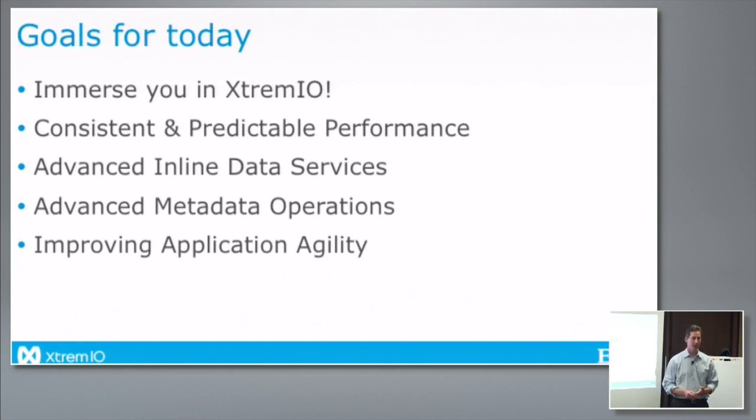Another thing we'll talk about is how the array architecture allows us to deliver inline data services. This is one of the hallmarks of the product, that we're able to do everything that the array does inline in the data path all the time, and that also leads into being able to deliver consistent and predictable performance. And then we'll talk a little bit about some of the things that we can do from the way that we've designed the way the array handles its metadata. We've done some things that are very unique.